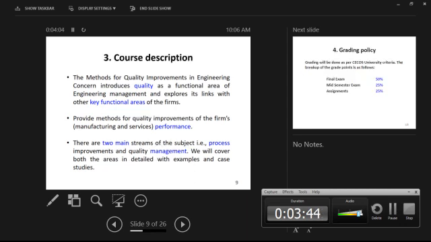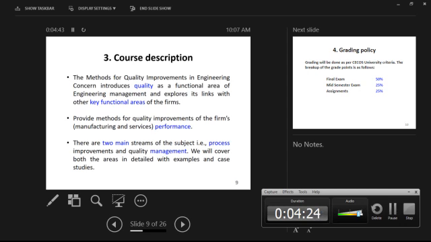Now, the course description. I want to tell you something about the course. This is just a summary of the course. This is Methods for Quality Improvement in Engineering Concern. It introduces quality as a functional area of engineering management, and it explores its links with other functional key areas of the firms. In the industry there is a quality department, which is called the quality assurance department, or you may say quality inspection. So it is also integrated with the other departments like production, mechanical, electrical, and all those departments.